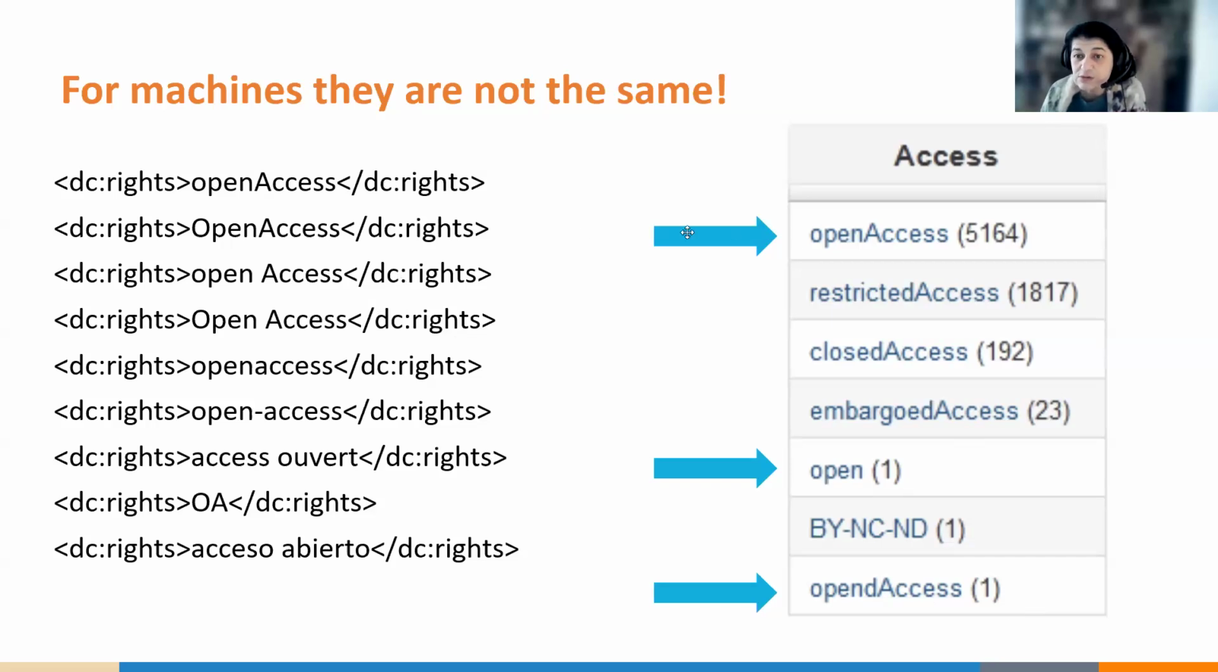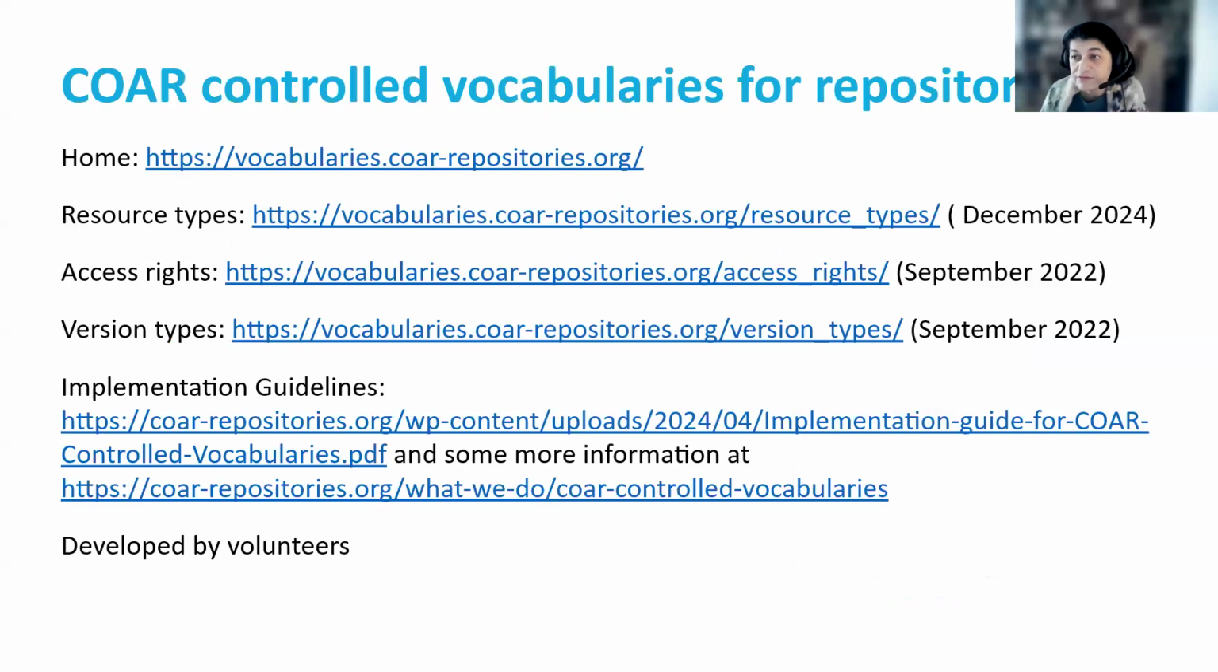In order to achieve this, we are using controlled vocabularies that define not subjects, but resource types, access rights, version types, etc. There may be different types of those controlled vocabularies, and we are mentioning those COAR controlled vocabularies because they are developed specifically for repositories. They're developed by volunteers, by the community, and as Irina mentioned before, we volunteered to provide translations into different languages, so they can be expanded with every version.